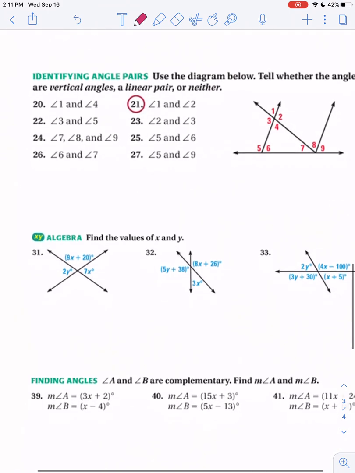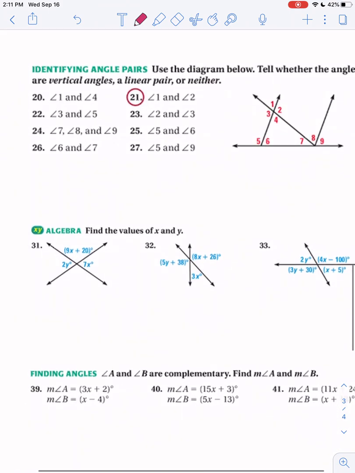Now they're going to ask us, are the angles vertical angles, a linear pair of angles, or neither? Remember, vertical angles are across from each other in an X. A linear pair are side by side to make a straight line, or maybe it's neither of those two things. So the first one we're looking at is angle 1, that's right here, and angle 4, that's right here. They're across from each other in an X. You can see that telltale V, so I know those are vertical angles.